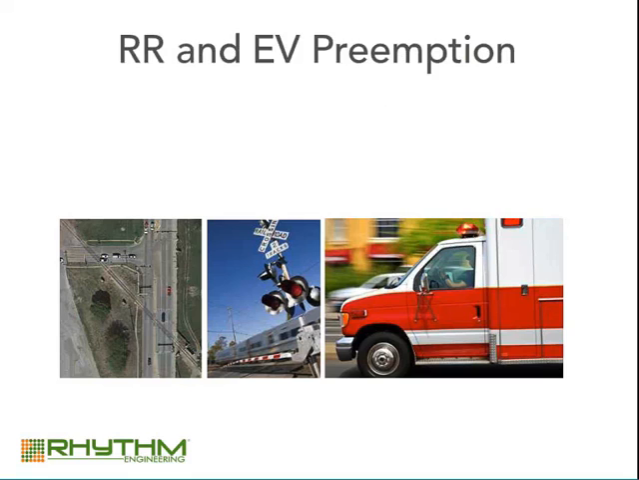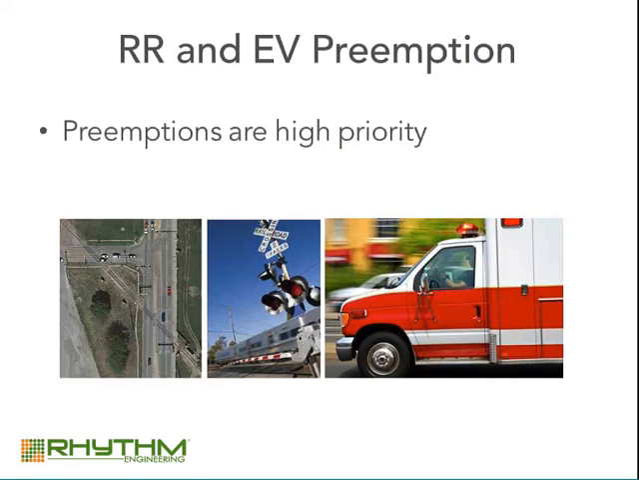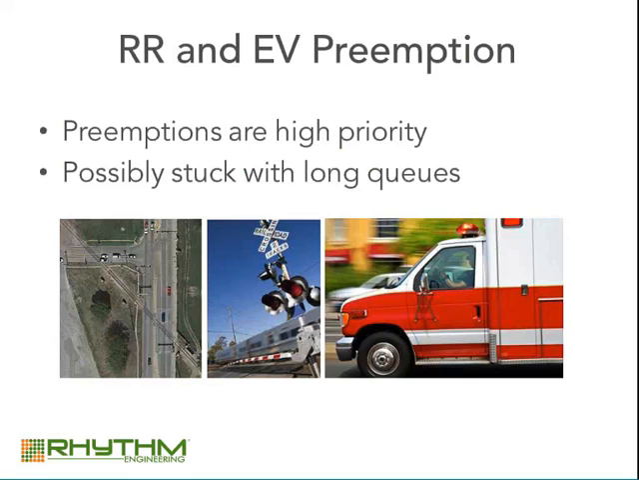The second challenge we are going to discuss is how InSync handles railroad and emergency vehicle preemptions. While preemptions may disrupt traffic flow, they are important in order to clear railroad tracks ahead of a train's arrival and to get emergency vehicles to their destinations quickly and safely. But when the preempts are over, we can get stuck with long queues and frustrated drivers.